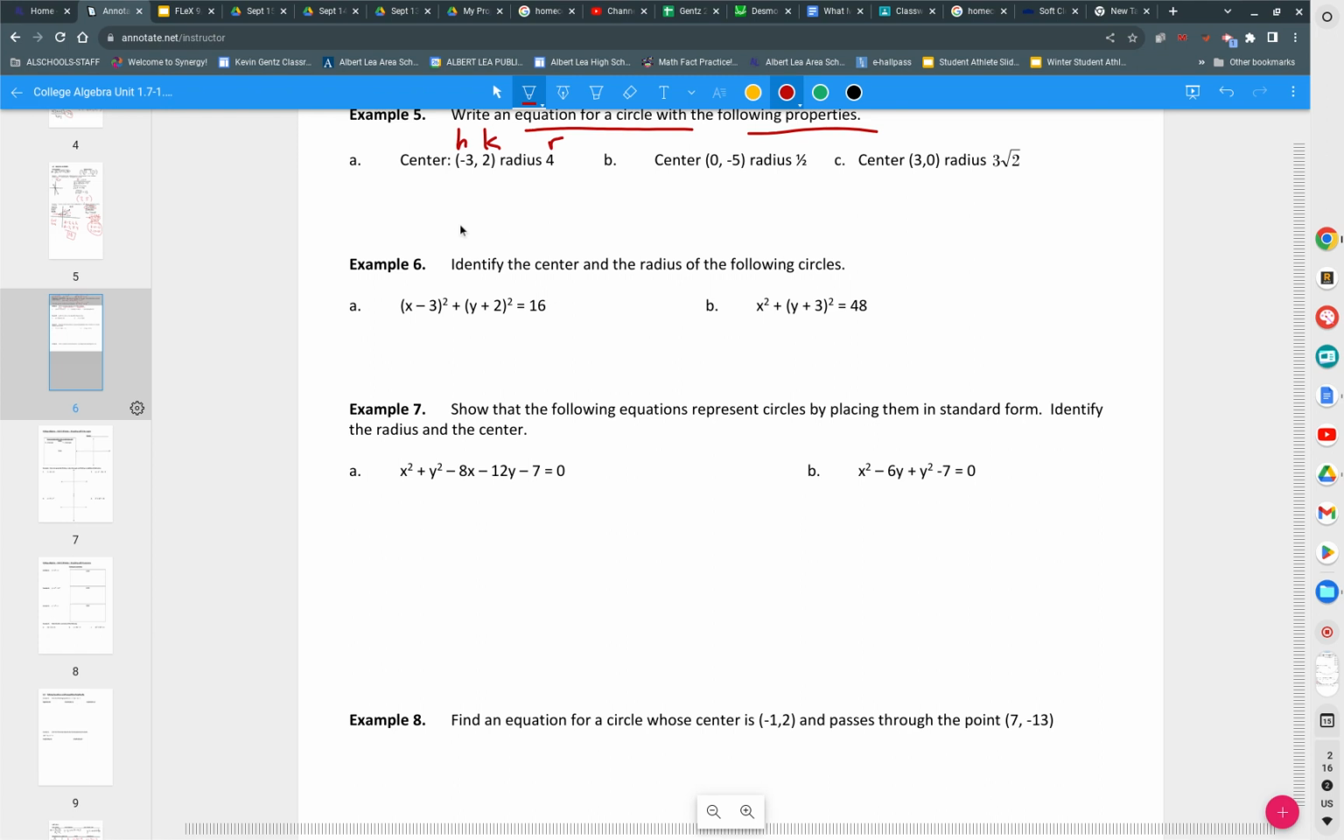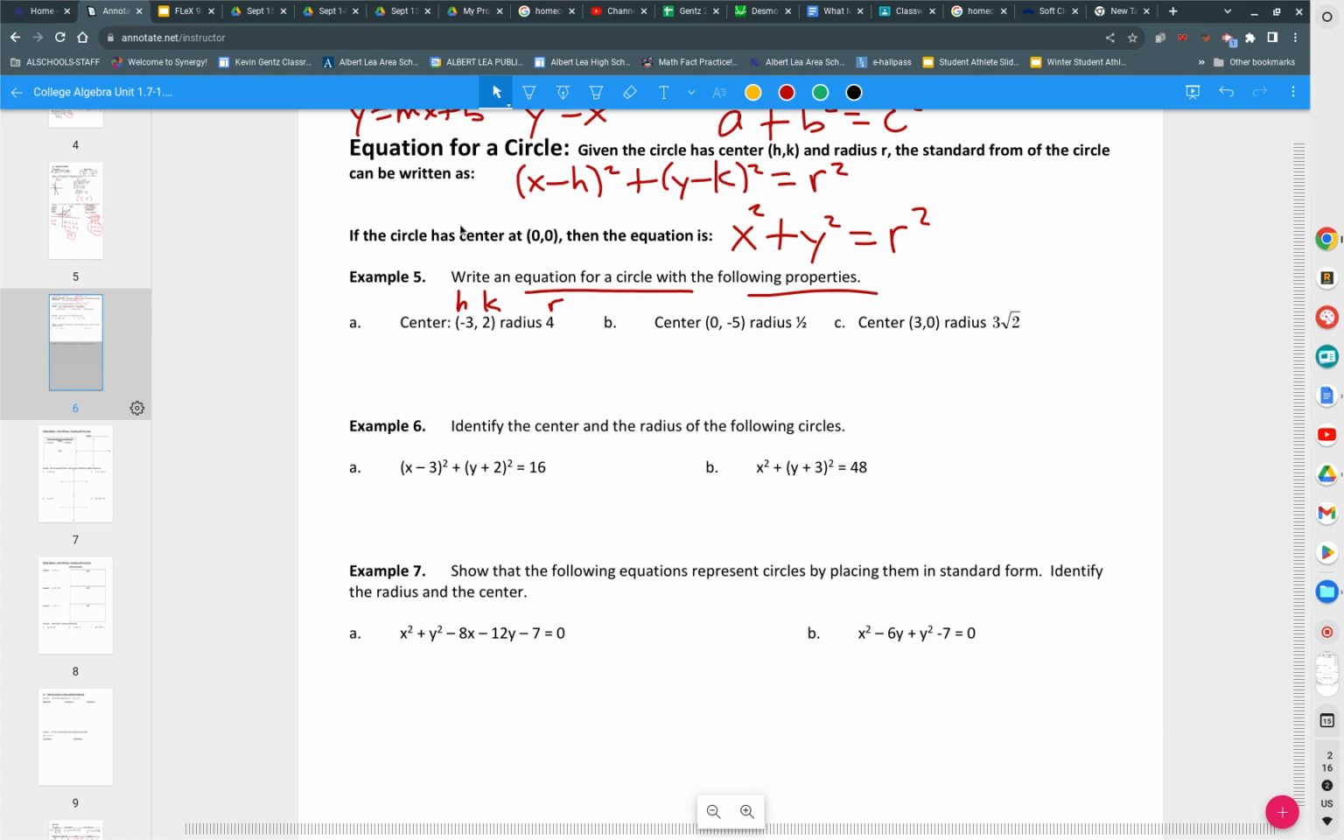That's all that means. So if you go to your equation for your circle right up here, you're going to start by doing x minus h. So will it be an x plus 3 or an x minus 3? x plus 3. And then will it be y minus 2 or y plus 2?